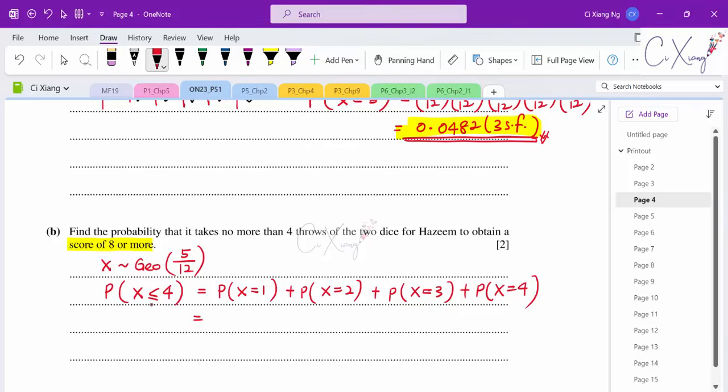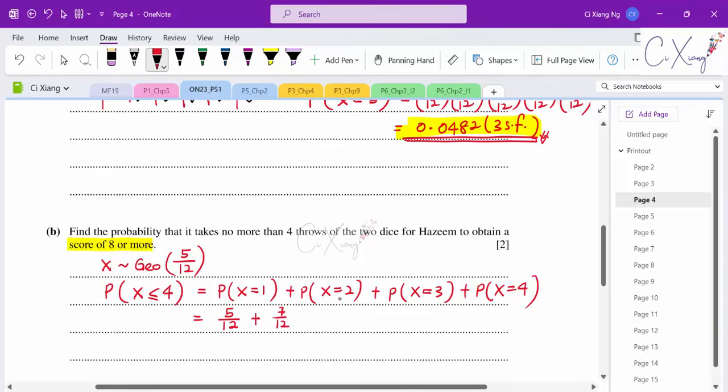Okay, so for x equals to 1 means that for the first throw, you already get the result that you want. So the probability will be 5 over 12. Okay, so for x equals to 2, the first throw, you didn't get the result that you want. So it should be 7 over 12. And after that, the second throw, you get the result that you want. So it will be 5 over 12. Okay, so that's the probability for x equals to 2.